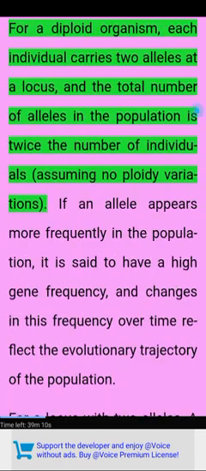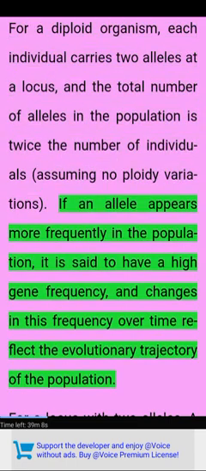For a diploid organism, each individual carries 2 alleles at a locus, and the total number of alleles in the population is twice the number of individuals, assuming no ploidy variations. If an allele appears more frequently in the population, it is said to have a high gene frequency, and changes in this frequency over time reflect the evolutionary trajectory of the population.